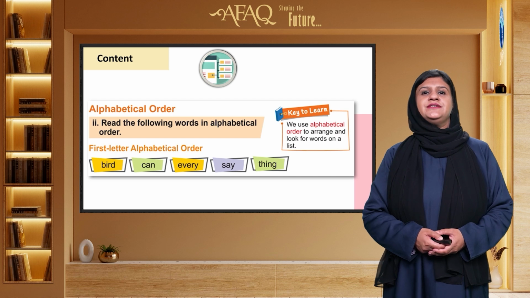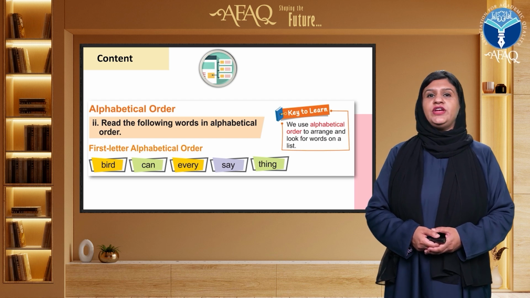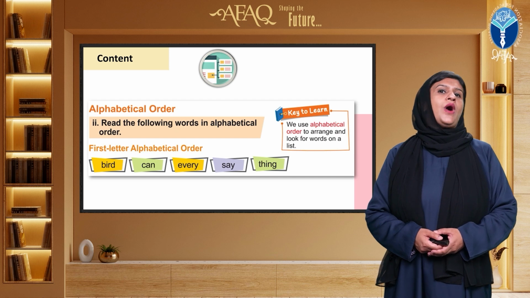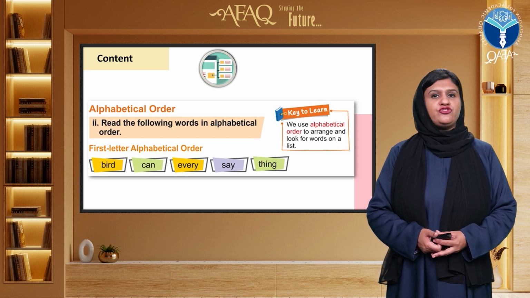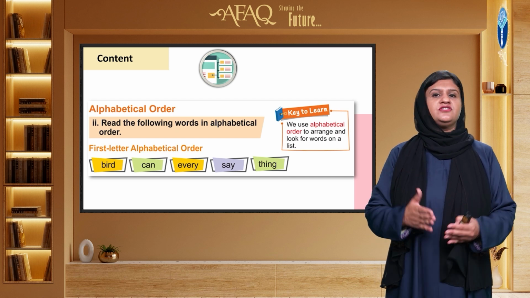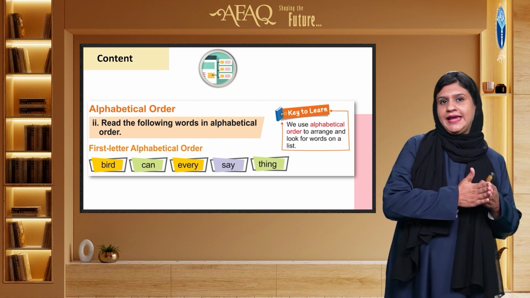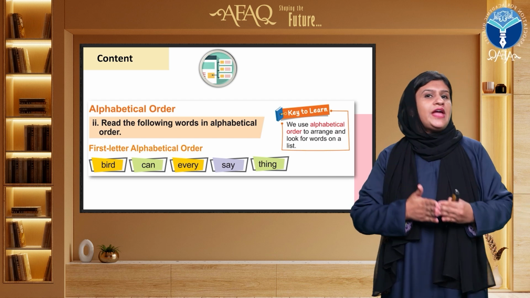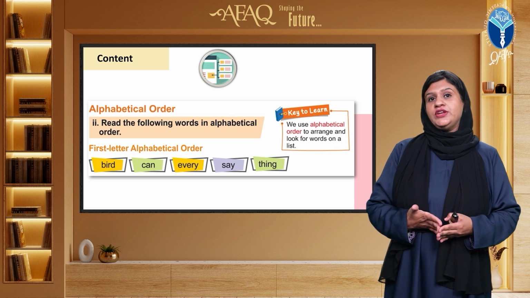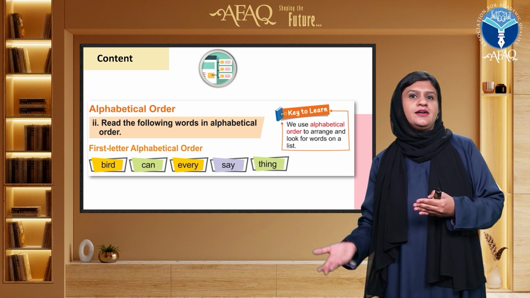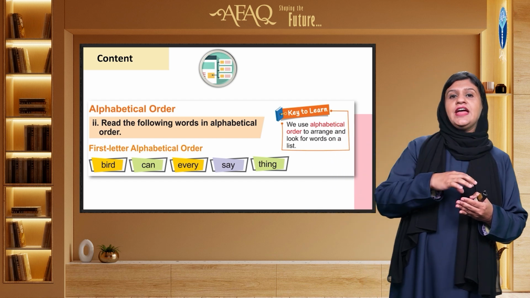Let's move forward. Here we are going to put the words in alphabetical order. As the name indicates, we have to put them in order. As you know, the alphabets are in order from A till Z. So we have some words and you are going to see which letter comes first, then second, then third, and you are going to arrange them that way.